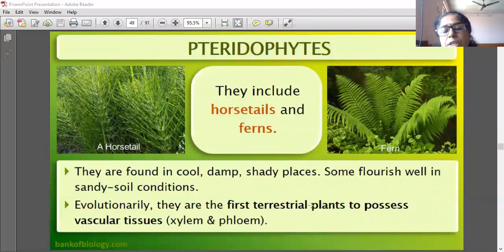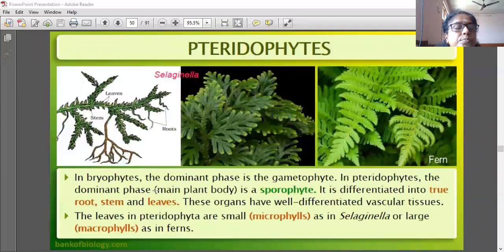Evolutionarily, they are the first terrestrial plants to possess vascular tissues, xylem and phloem. That is important. Plants up to bryophytes are not having xylem and phloem, so this is the first plant group which possesses vascular tissues, xylem and phloem. In bryophytes, the dominant phase is the gametophyte, but in pteridophytes, the dominant phase is the sporophyte.